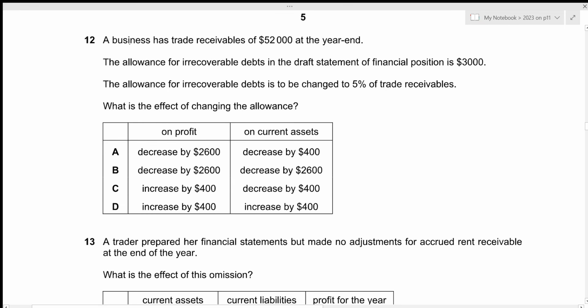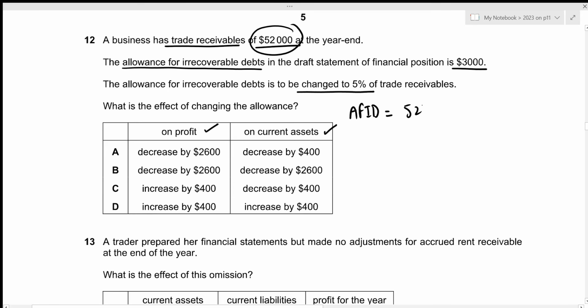Now for question number 12, a business has trade receivables of 52,000 at the year end. The allowance for irrecoverable debts in the draft statement of financial position is 3,000, and the allowance for irrecoverable debts is to be changed to 5% of trade receivables. What is the effect of changing the allowance on profit as well as on current assets? So let us first figure out the new allowance for irrecoverable debts. That is just going to be 5% of 52,000. So 52,000 times 5%. This results in the amount of 2,600.